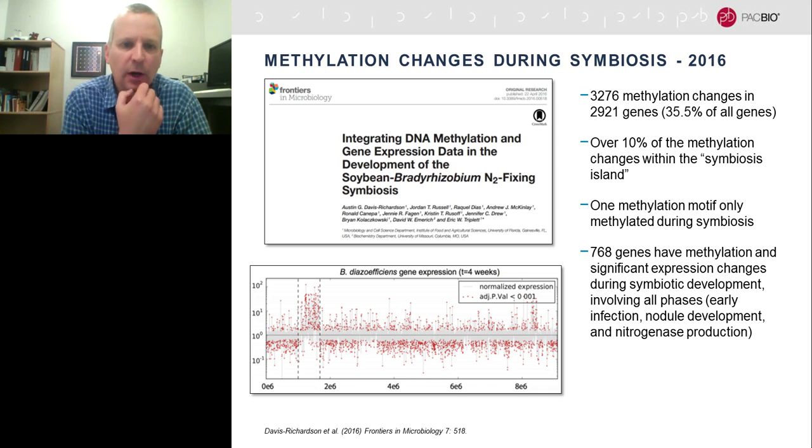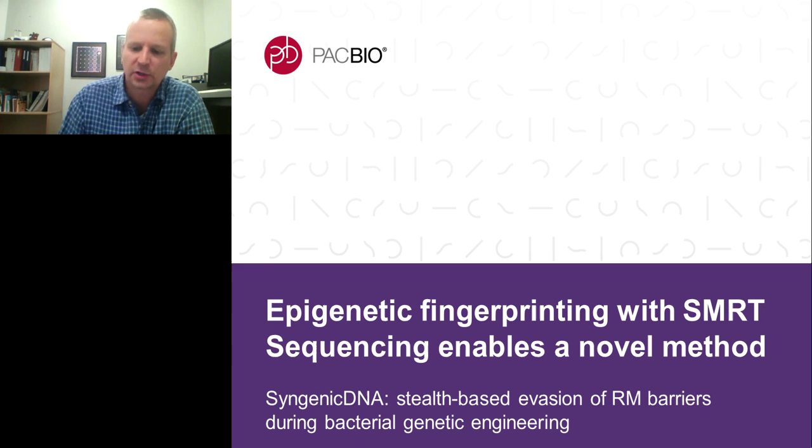I was very pleased that a few years ago, Eric Triplett at the University of Florida did in fact do this and looked at a particular soybean Rhizobium nitrogen-fixing bacterium and compared exactly the different methylation status as the bacterium goes from a free living to a nitrogen-fixing state. And they found drastic and widespread changes. 35.5% of all the genes were affected. There was a so-called symbiosis island, which you can see in the bottom figure, bracketed by the dotted lines, where over 10% of the methylation changes were in that island alone. And 768 genes had significant expression changes. So the methylation changes the gene expression. And so it really is fundamental to understand these dramatic lifestyle changes from these bacteria.